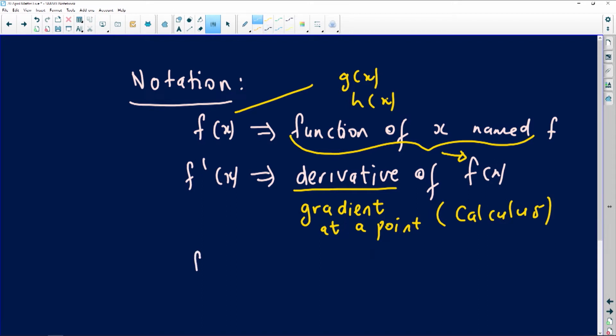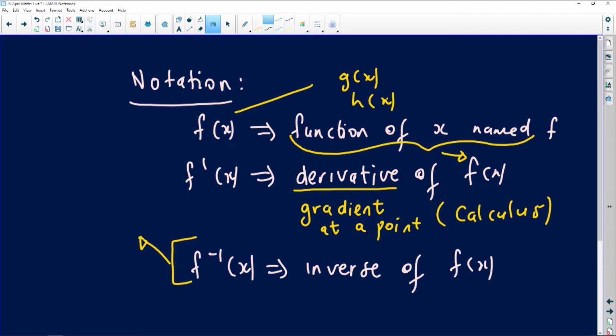Right. Now this here with a minus 1, right? f to the power of minus 1 implies the inverse, right? The inverse of f of x, which means it is the inverse of the function of x named f. Please don't confuse those things. Those things are different. And maybe I might also want to add that this that you're looking at here is different from f of x, right, to the power of minus 1. That is totally different because that one means 1 over f of x. That's f of x to the power of minus 1.